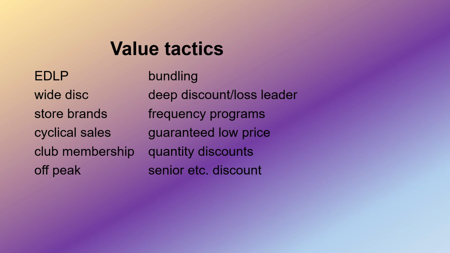Another value tactic is cyclical sales. Stores that do this are people like Kohl's. Probably the most famous of the cyclical sales stores used to be Mervyn's of California, if you remember that particular store. Another value tactic is a guaranteed low price. That is a notion that if you find a lower price someplace else, bring in the ad, we'll match that price. Other value tactics include things like club memberships for Sam's Club and Costco.